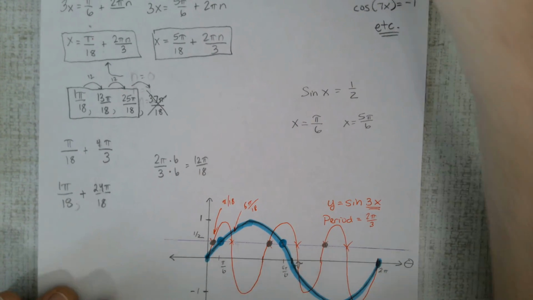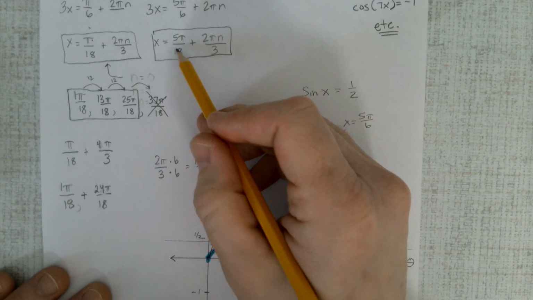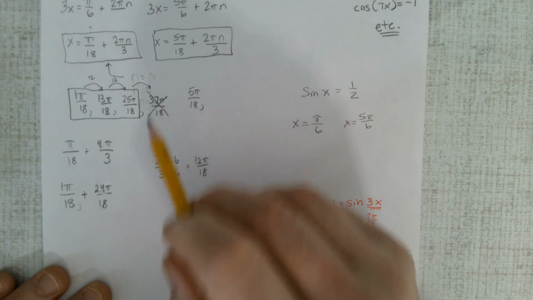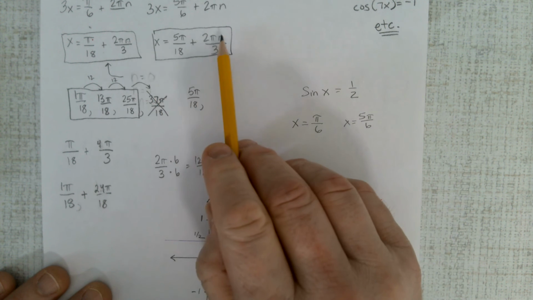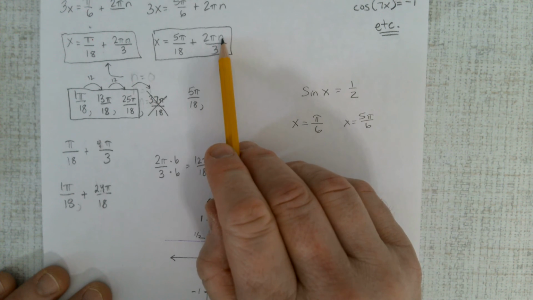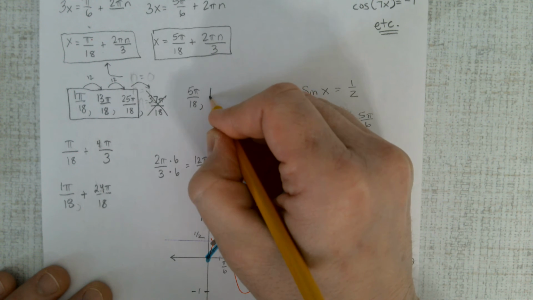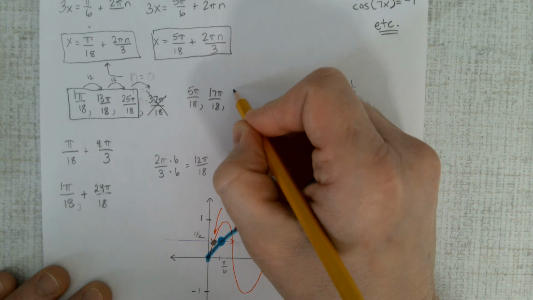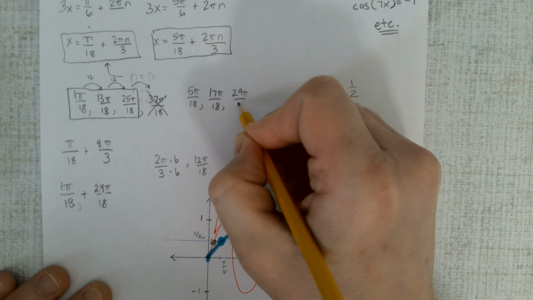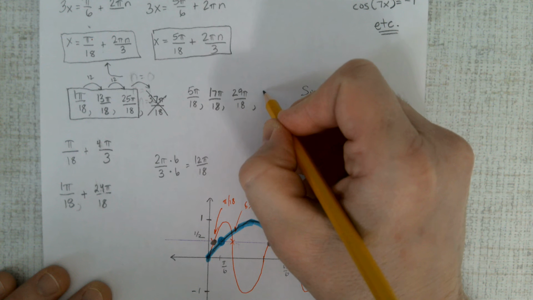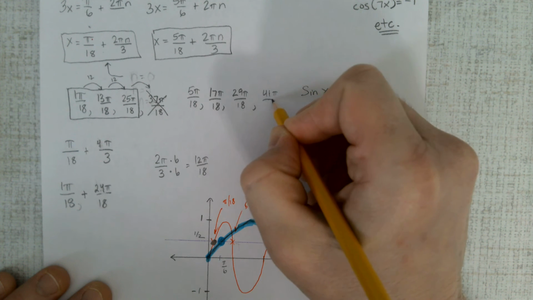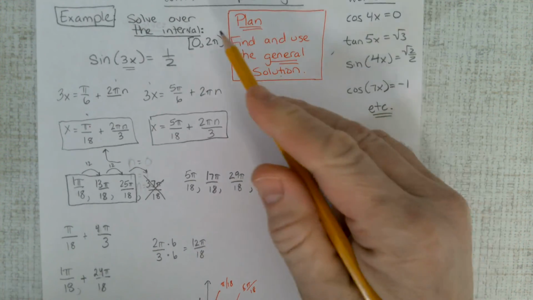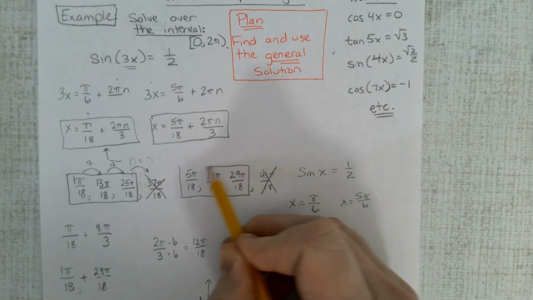Alright, let's see if we can do the second one a little bit quicker. Where am I starting? I'm starting at 5 pi over 18, and I'm going to count by 12s over and over again. If I add on 12, I'm at 17 pi over 18. If I add on 12, I'm at 29 pi over 18. If I add on 12, I'm at 41 pi over 18. 18 goes in there more than 2, so it's outside of our interval. So those are my last 3 solutions.